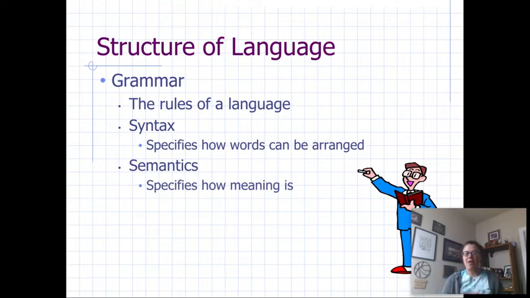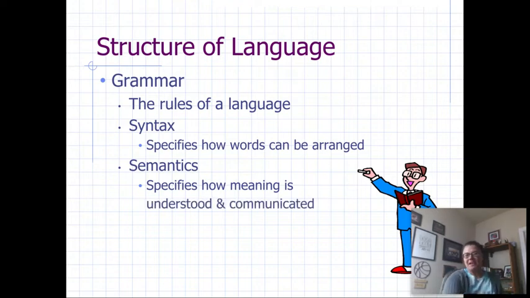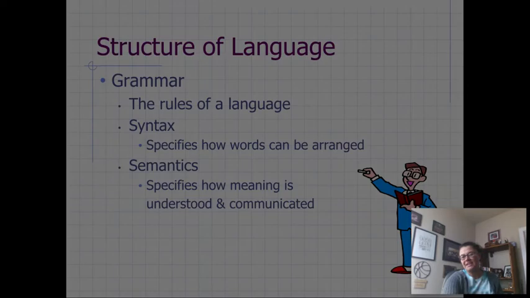Semantics is how meaning is conveyed. So you guys have been looking at idioms, and idioms are a part of the English language. They're a part of many people's language, but when we use idioms, obviously they're arranged in a syntax way, but the semantics of it have very different meaning than the literal translation of those idioms. All right. So this specifies how meaning is understood and communicated.